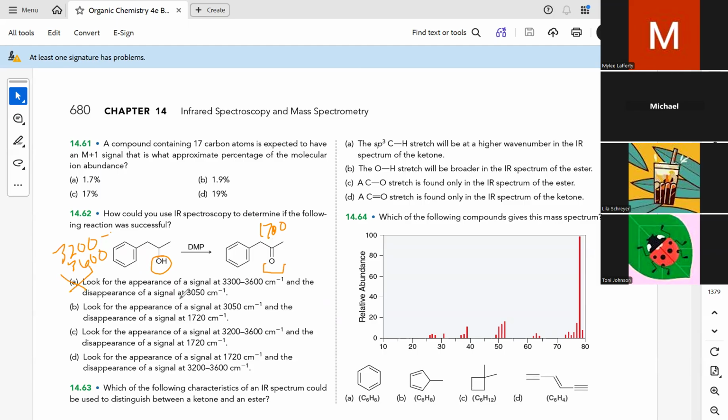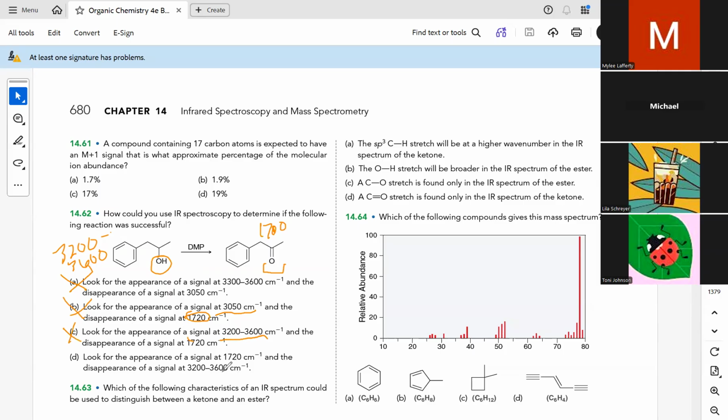So answer choice A is out because that's our reactant, not our product. Answer choice B, not sure where that signal would be. And then this signal should appear, not disappear. So I'm going to eliminate B. In answer choice C, look for the appearance. Again, this is my alcohol, so that's not going to appear, but we have the right signals.